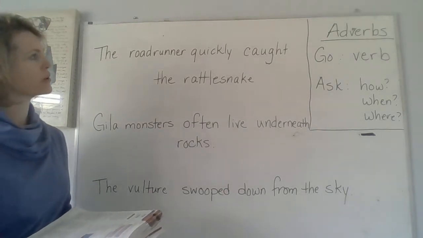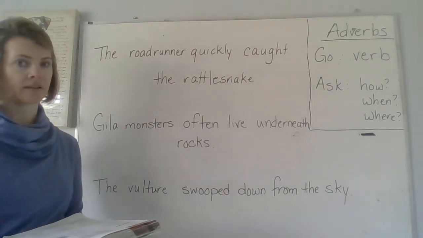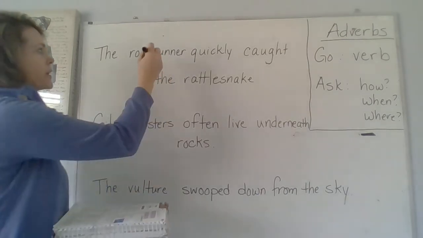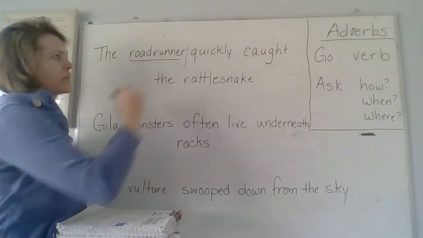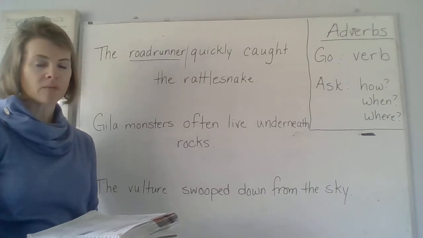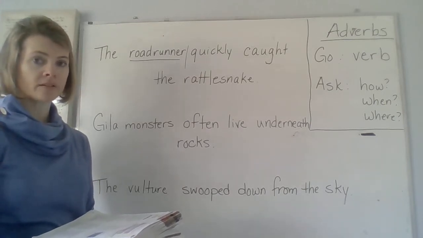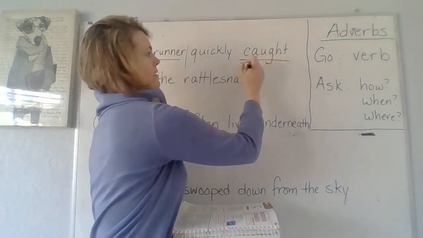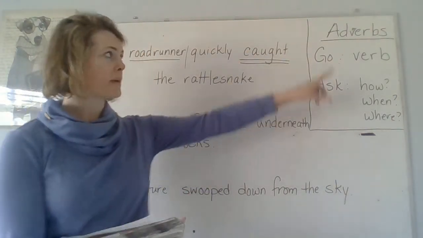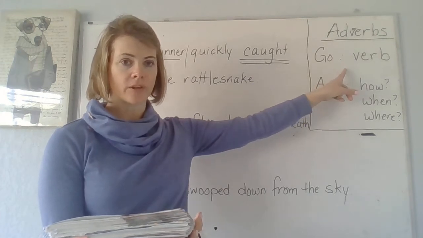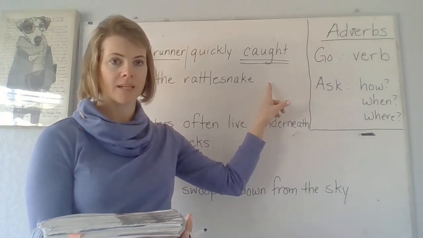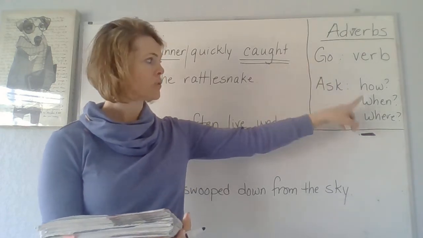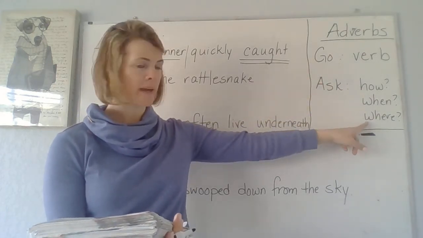The road runner quickly caught the rattlesnake. Who quickly caught the rattlesnake? Road runner. That's my subject. What is being said about road runner? Road runner, what did he do? He caught. That's my verb. So to find my adverb, I go to my verb, there it is, caught, and I ask, caught how? Caught when? Caught where?